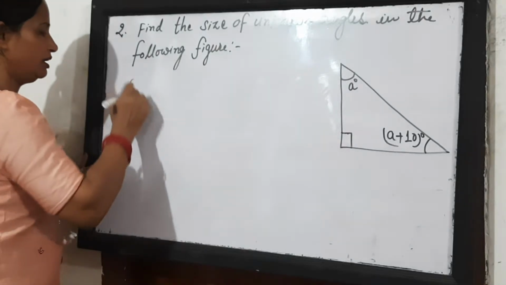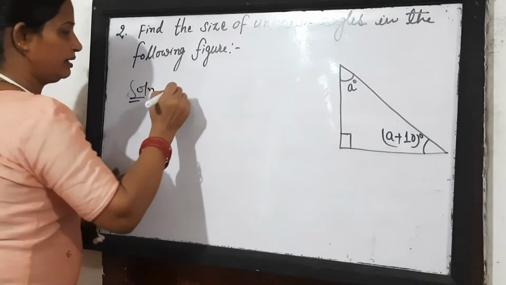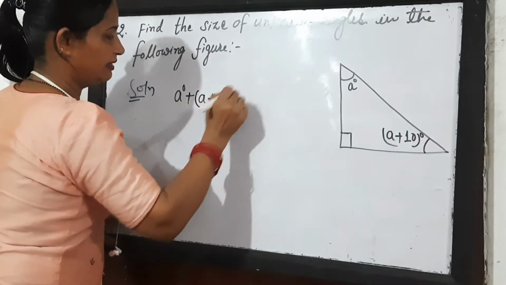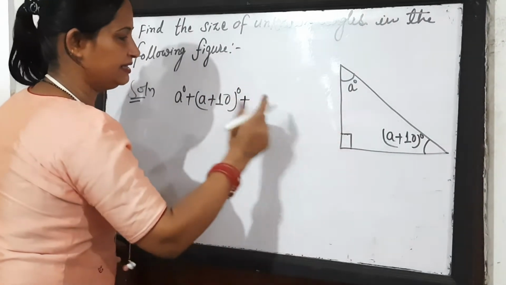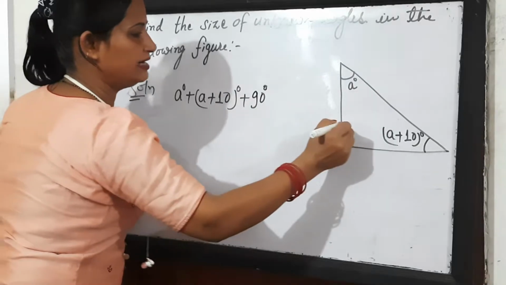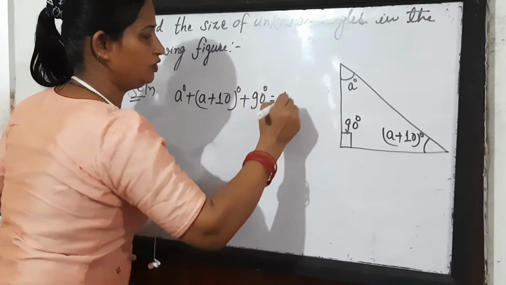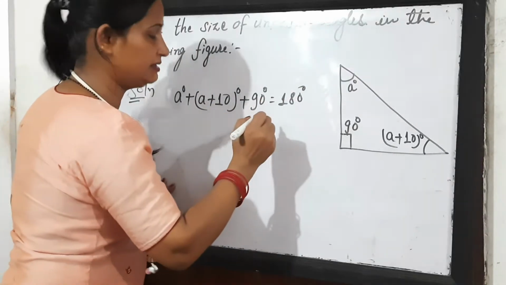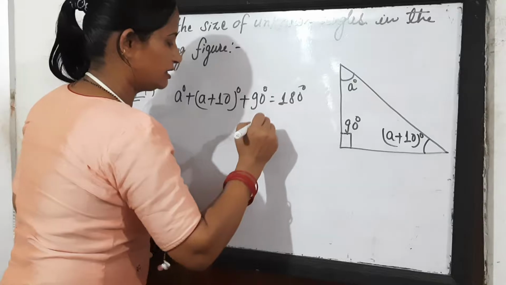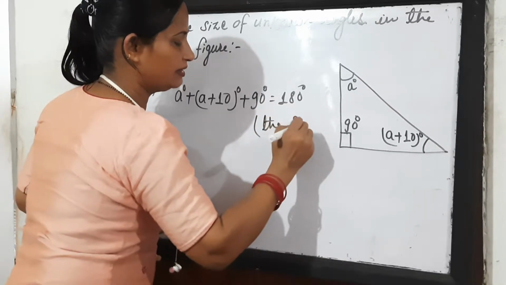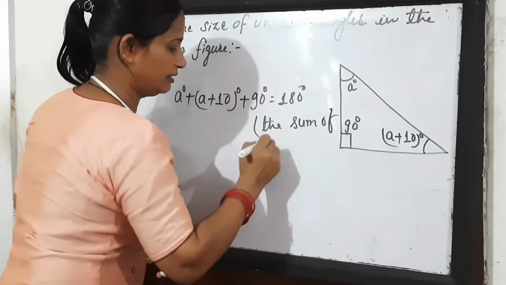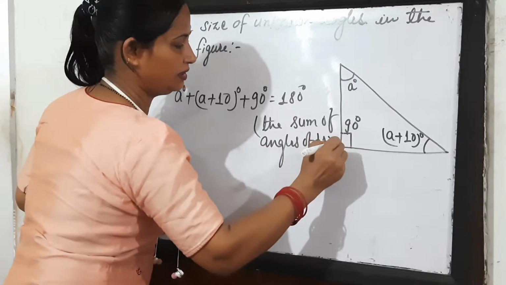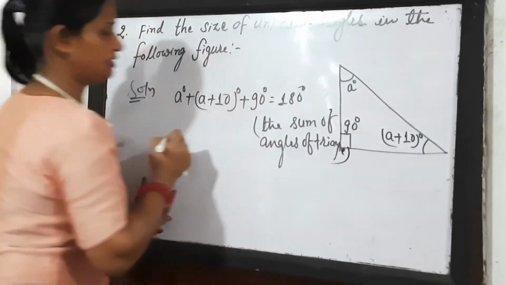Look here again, solution. a degree plus a plus 10 degree plus 90 degree, understood? It shows 90 degree. It is equal to 180 degree. What is the reason? Sum of angles of a triangle. We can write it as 180 degree.